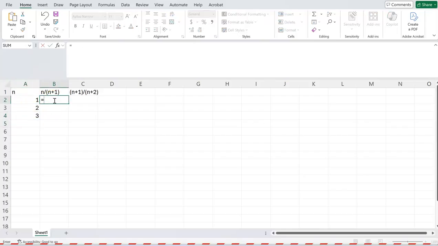This is going to be equal to n divided by n plus 1. And this is going to be equal to parentheses n plus 1 divided by n plus 2.